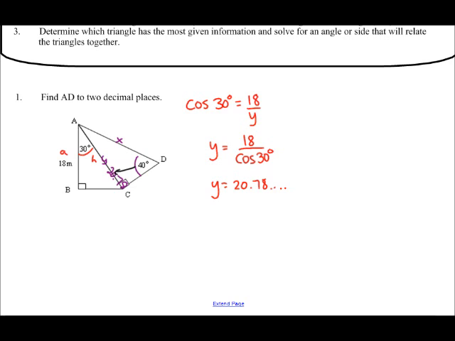Opposite. It's opposite the angle. It's hard to see, but it is opposite the angle. And what is x? It's the hypotenuse. It's across from the 90. Okay, OH. What has OH?